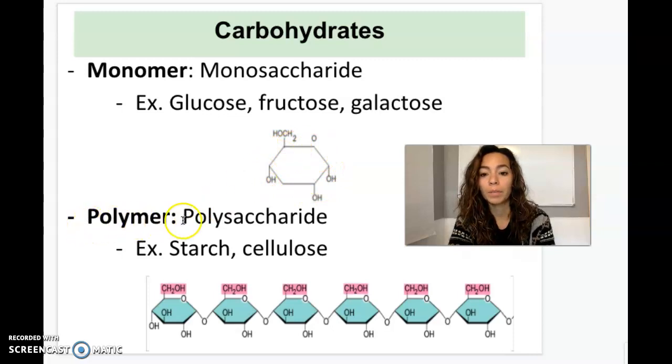And the polymer of carbohydrates is called a polysaccharide. Kind of easy to remember because they have the words mono and poly right in there. Again, saccharide is sugar, poly is many. So this is many sugars. Starch and cellulose are examples that we're going to look at frequently in this class. And you can see we've got many of these single monomers bonded together to form the polysaccharide.